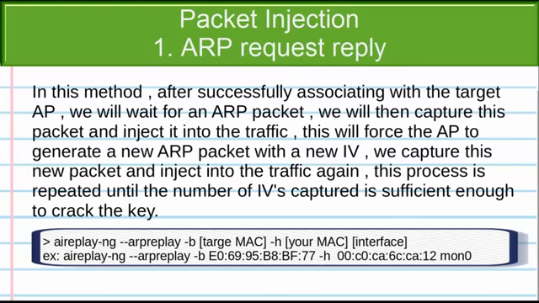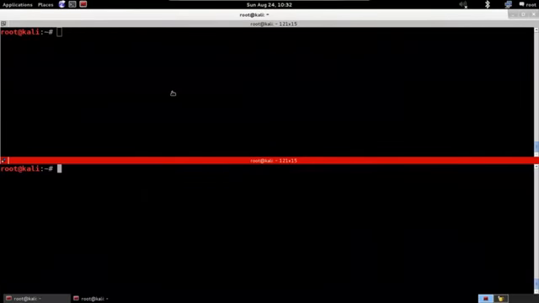So the first method of packet injection that we're going to talk about is ARP request replay. In this method, we're going to wait for an ARP packet, capture it, and inject it into the traffic. When we do that, the access point is going to be forced to create a new packet with a new IV. We're going to capture this new packet, inject it back again into the traffic to force the access point to create another packet with another IV. We're going to keep doing this until the number of data is high enough to crack the WEP key. Let's see how we do this in Kali Linux.